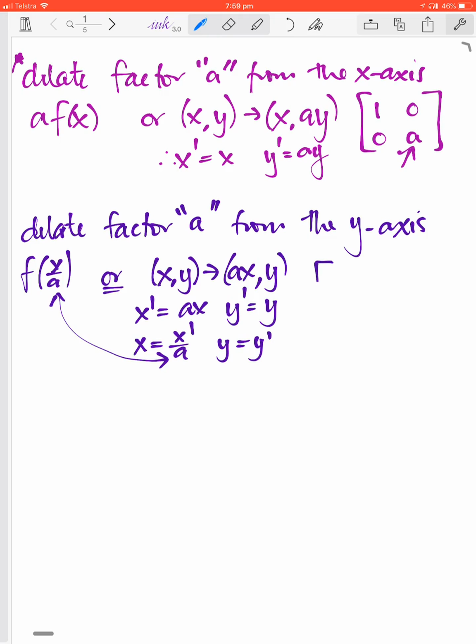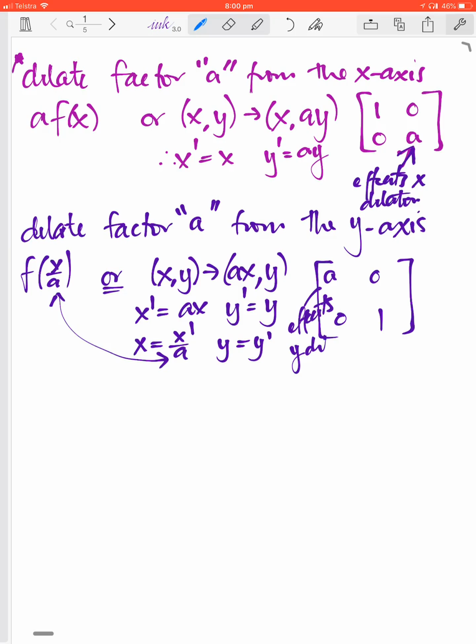And then if we want it in matrix notation, if we're dilating from the y-axis, it becomes a, 0, 0, 1. So down here, that affects, is that affects or effects? So go with E. Affects x dilation, and then this affects y dilation. Okay, so that's our x and y dilations.